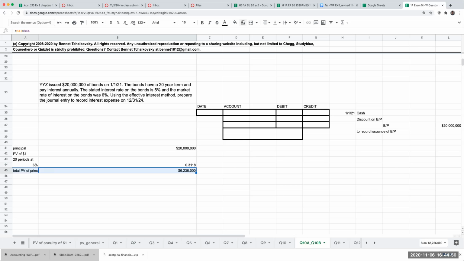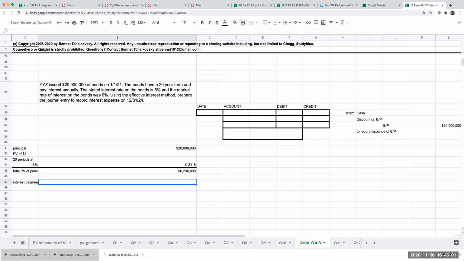Now the real value of this bond is not in the full lump sum payment, rather it's going to be in the interest payments. Because it is an annual payment, my interest payment is going to be 20 million times the stated interest rate of 5%, which is a stated rate. For the interest payment, I'm going to go to the present value of an ordinary annuity of a dollar, 20 periods at 6%.